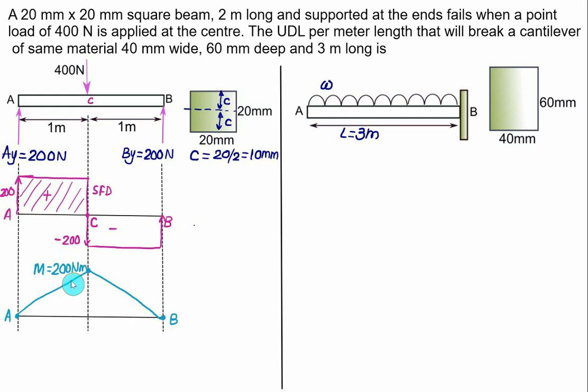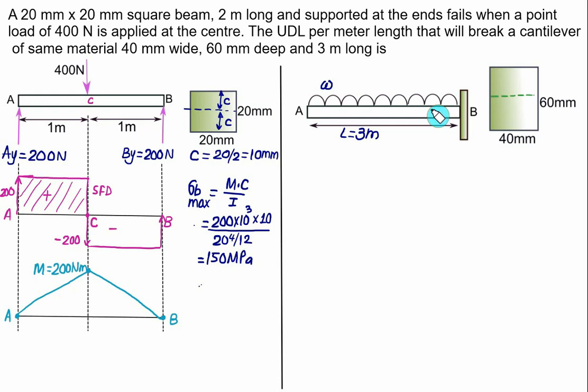So we know the maximum bending moment is 200, and the maximum bending stress, sigma b maximum, equals the bending moment M multiplied by C divided by I. The bending moment is 200 Newton meter, which is 200 times 10 to the power 3 Newton mm. The constant C is 10, divided by the moment of inertia, which is a to the power 4 by 12, that is 20 to the power 4 by 12. So we can calculate the maximum bending stress, and the same value has to be used in the second case. The maximum value is 150 megapascal.